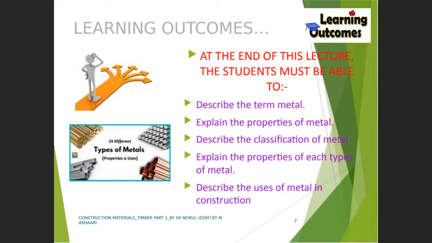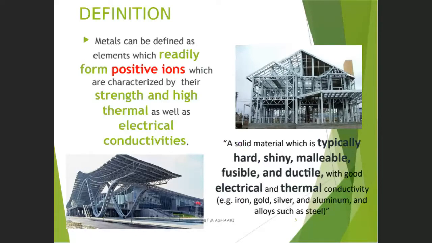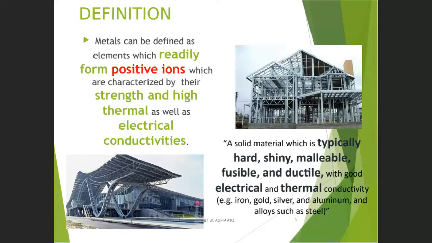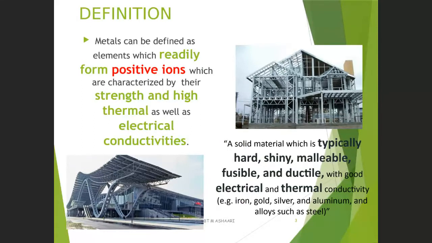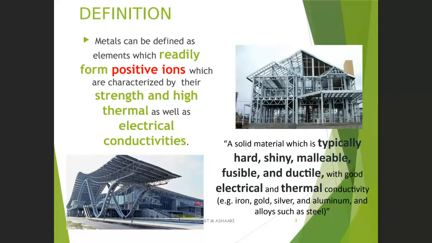Okay, now let's go to the next one, the category of metal and the definition. Let's look at this slide. What is the definition? A metal can be defined as an element which readily forms positive ions. Normally when you look at metal, you can see that the color is gray or brownish. There are a lot of categories. Metal is like a big family, and under it you can see the categories of ferrous or non-ferrous.